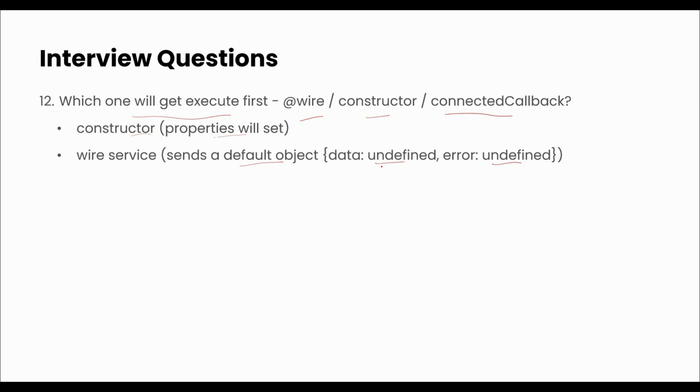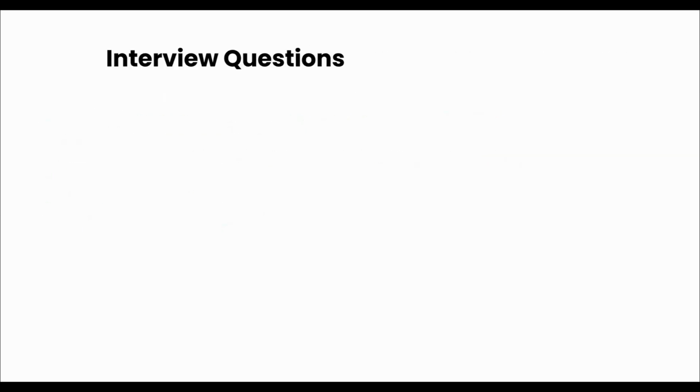The first time it returns undefined in both data and error, and then connectedCallback will start executing, and after that the wire service will again get called. This time it will bring the actual response which we are returning from our method. Okay, so in a nutshell, the constructor will be called first, then wire, then connectedCallback, then again the wire service.